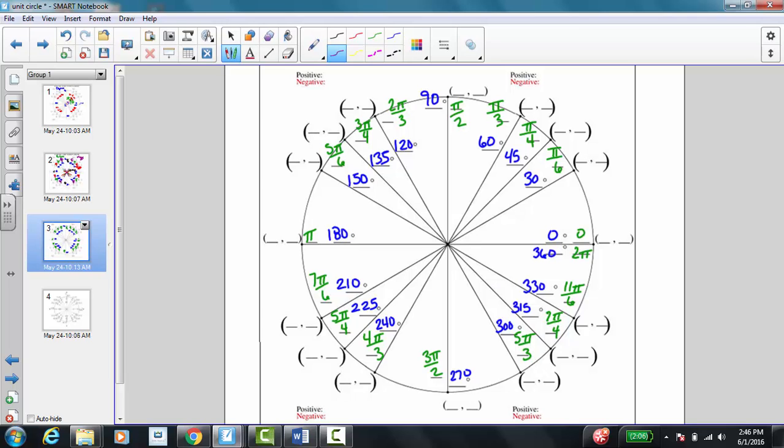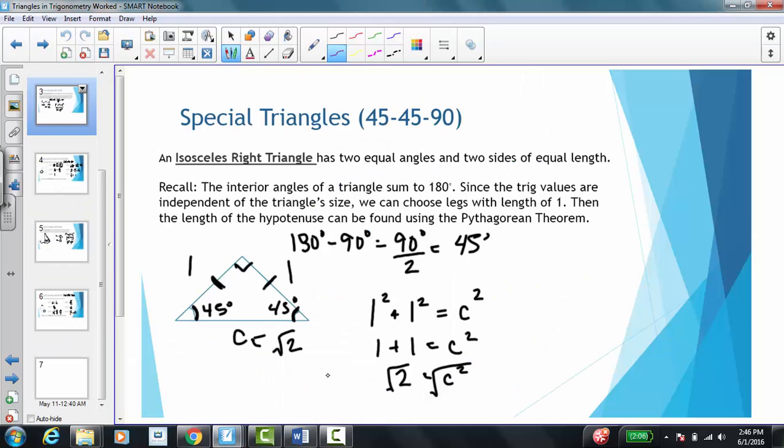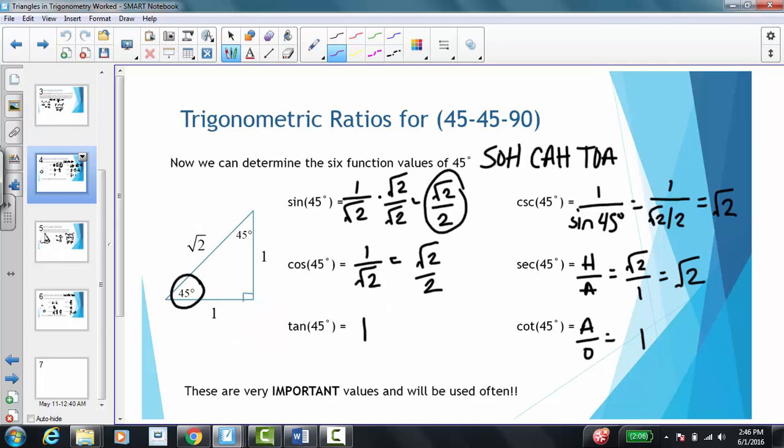So if you remember back to the video with triangles in trigonometry, I talked about the isosceles right triangle, how it has two sides of equal length, and how our two angles of equal measure were both 45 degrees. We were able to set our two sides of equal length to 1, which allowed us to solve for the hypotenuse and get the square root of 2. That then allowed us to find the sine of 45 degrees and the cosine of 45 degrees.